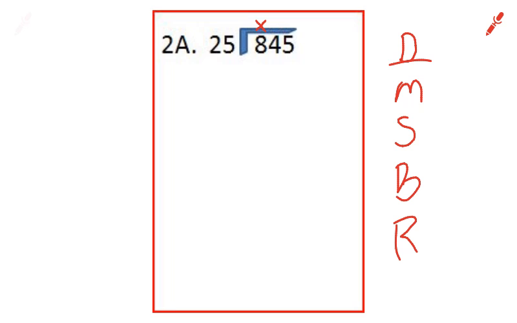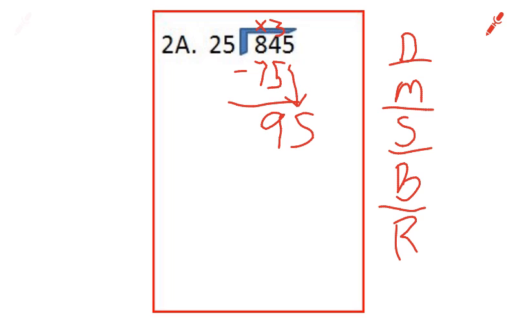3 times 25, I don't have enough room to write it at the top. 3 times 25 is 75. I just did my mom's step of multiply. What's next, Bella? Subtract, sister step. 84 minus 75, we get 9. Next, Ashley, what's our next step? Bring down. We need to bring down the 5. And now we have 95. 25 will go into that 3 times.